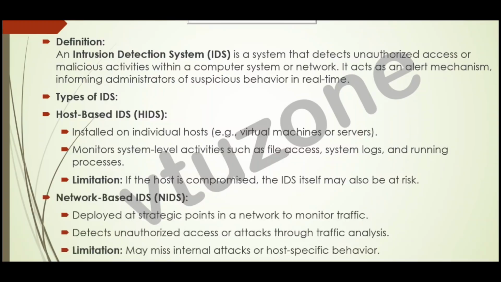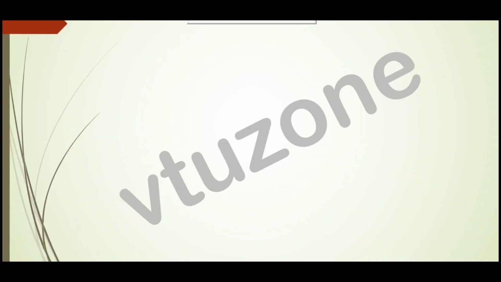Then network based IDS. This type sits on the network. It scans network traffic to catch any suspicious activity or attacks. But it may miss attacks inside a machine that don't show up in the traffic.